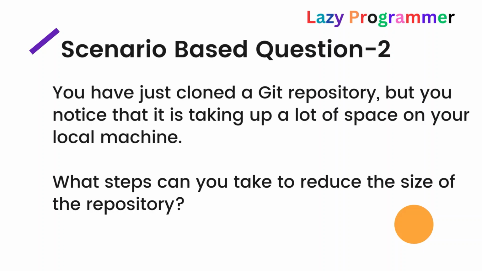So to do this or to reduce the size of Git repository, we can use git gc command to perform garbage collection. It removes any unnecessary object from the repository. We can also use git prune command to remove any unreachable objects.